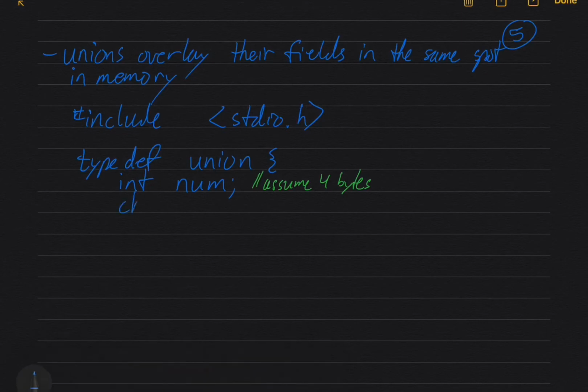And then we're going to have a char, and I'm going to just call this byte. So we're assuming a char is 8 bits, and it's an array of 4. And so the num, those 4 bytes, are going to overlap. They're going to use the same storage in memory as this array of 4 chars. And that's the whole union. I need to give it an identifier, so let's call it num_byte_type.